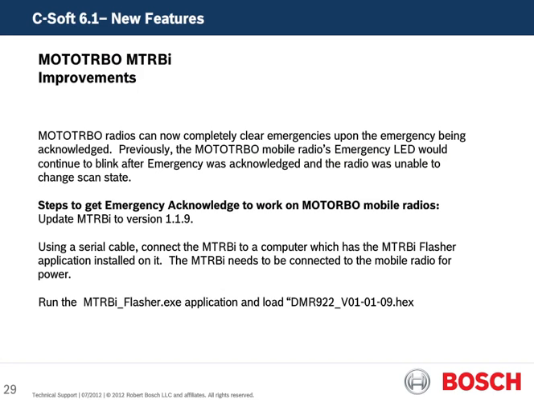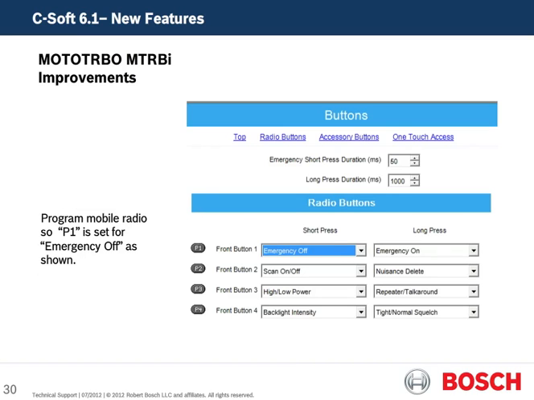Early versions of Moto-Turbo mobiles and MTRBIs had an issue with emergencies not correctly clearing out of the Moto-Turbo mobile. This has been fixed. The MTRBI will need to be updated. Please contact tech support for assistance with this. Additionally, the Moto-Turbo mobile will need to be reconfigured. We will cover this in the next slide. For emergency off to function correctly in your Moto-Turbo mobile, you'll need to configure P1 as shown to emergency off.